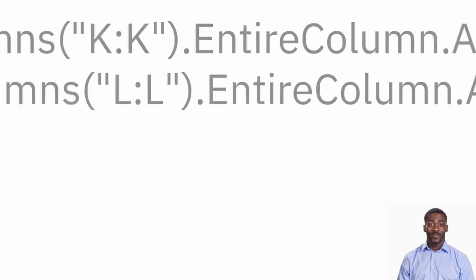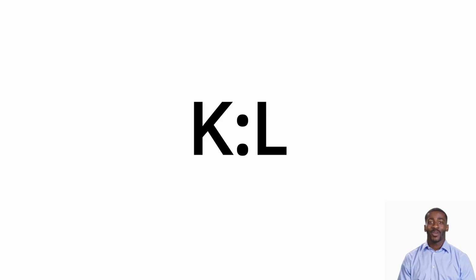Before we go, let's review the code we added. So the first part is the address. This is pretty self-explanatory. Think of this as the address. It selects every cell in column K. Swap the letters, and you can target any column, or even a multi-range like columns K through L.